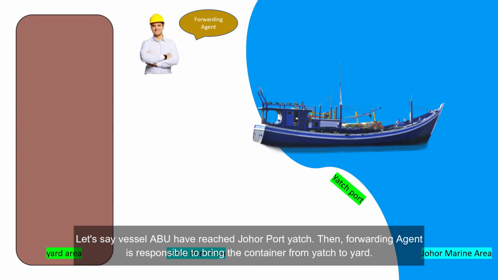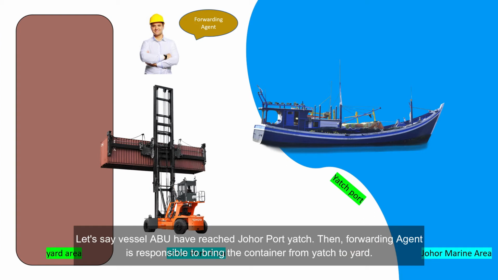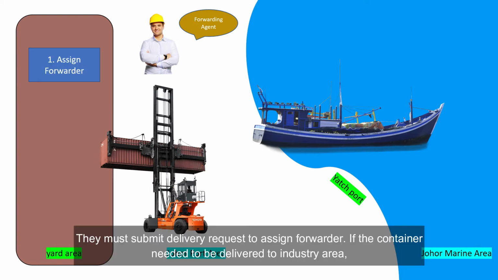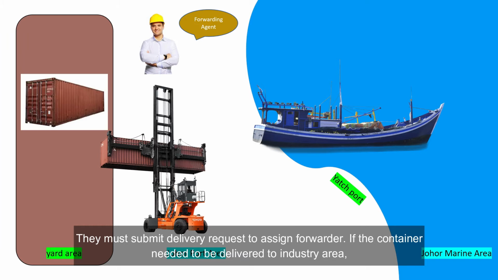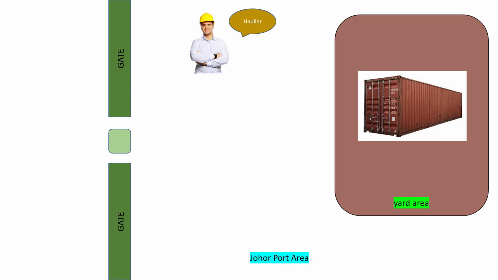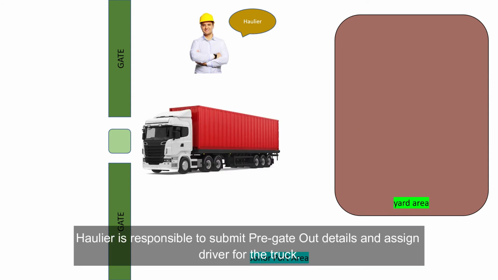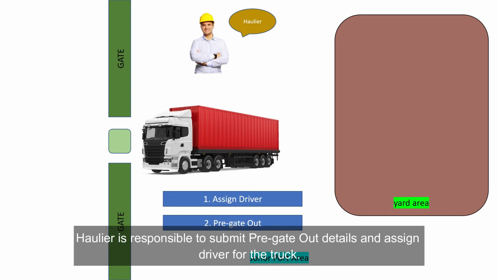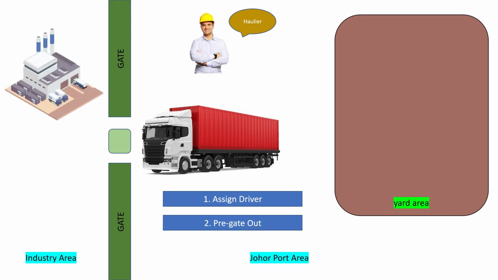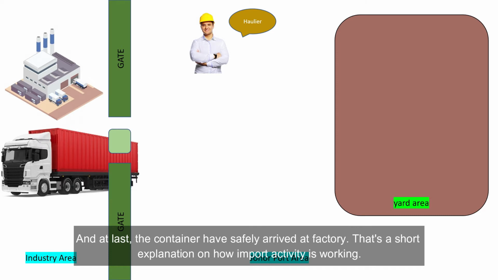Let's say vessel Abu has reached Johor Port Yacht. Then the forwarding agent is responsible to bring the container from yacht to yacht. They must submit delivery requests to assign a forwarder. If the container needs to be delivered to an industrial area, the haulier is responsible to submit pre-get out details and assign a driver for the truck. And at last, the container has safely arrived at the factory. That's a short explanation on how import activity is working.